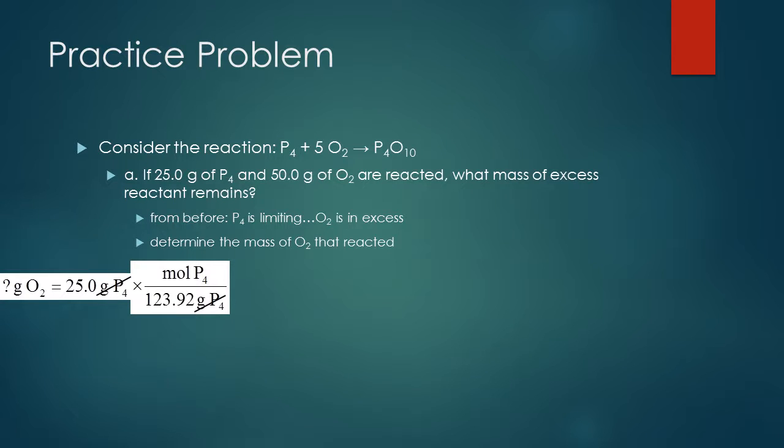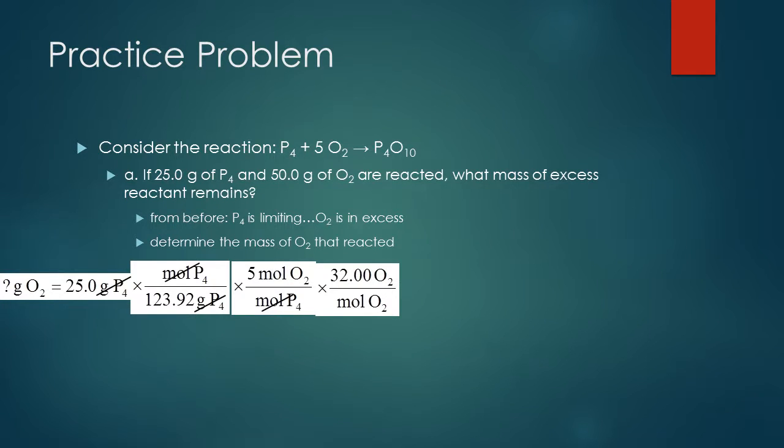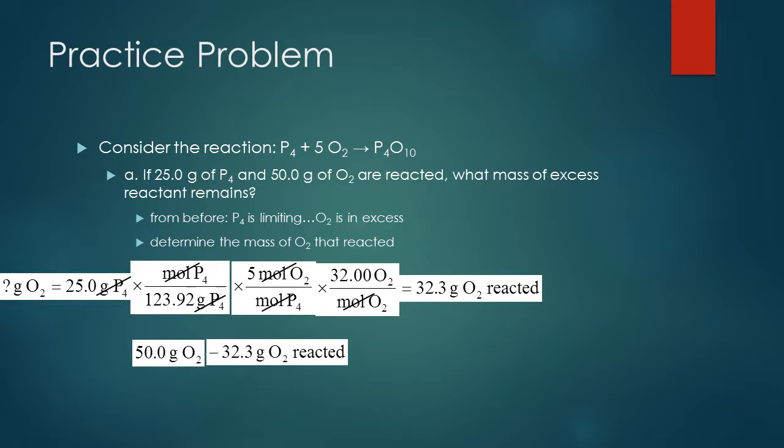Using your molar mass, converting to moles, and then using your mole to mole ratio to go to oxygen. Notice the 5 to 1 ratio. And then finally we can use the molar mass of oxygen. This tells us that 32.3 grams of O2 reacted. To figure out how much is left over, we need to subtract that from the initial amount. We started with 50.0 grams of O2, 32.3 grams of O2 reacted. That tells us that 17.7 grams of O2 are left over.